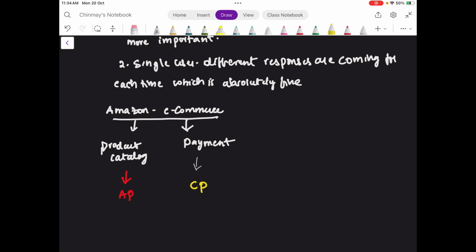I hope you can clearly understand what the CP systems are and where they are used, what the AP systems are and where they are used, and what the CA system is. CA system is nothing but consistency and availability, and there is no partition tolerance. That means a single instance. Those are the examples of CP systems, AP systems and CA systems as well.